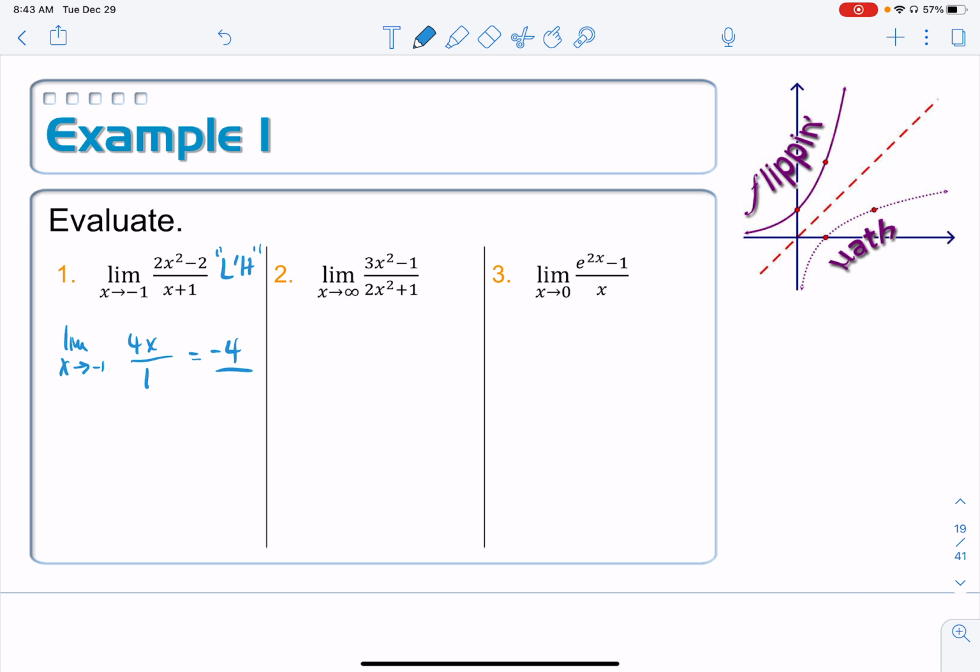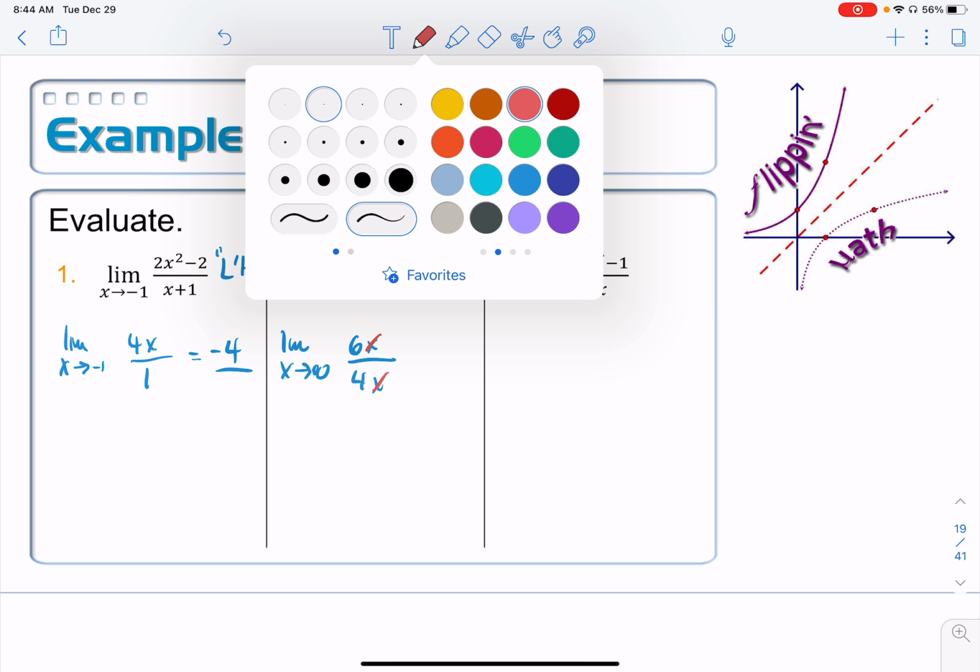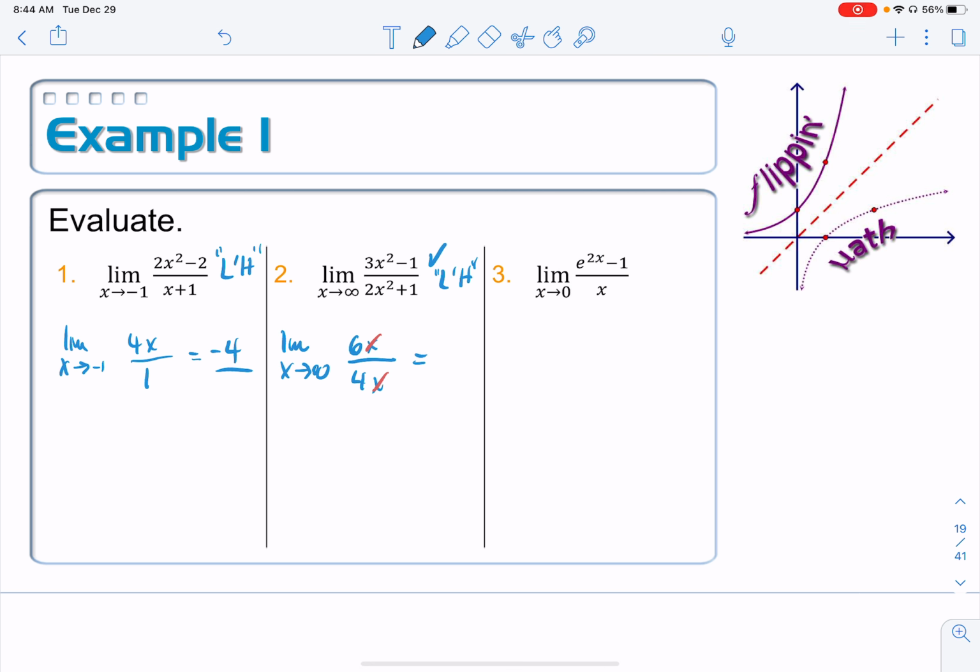Okay, so number 2 here gives us infinity over infinity, which is a check for L'Hopital's rule. Once again, throw in your quotation marks if you want. So let's take some derivatives. Limit as x approaches infinity. Take the derivative of the top, I would have 6x over, take the derivative of the bottom, I'd have 4x. With some cancellation, I get 6 over 4, which reduces to 3/2.